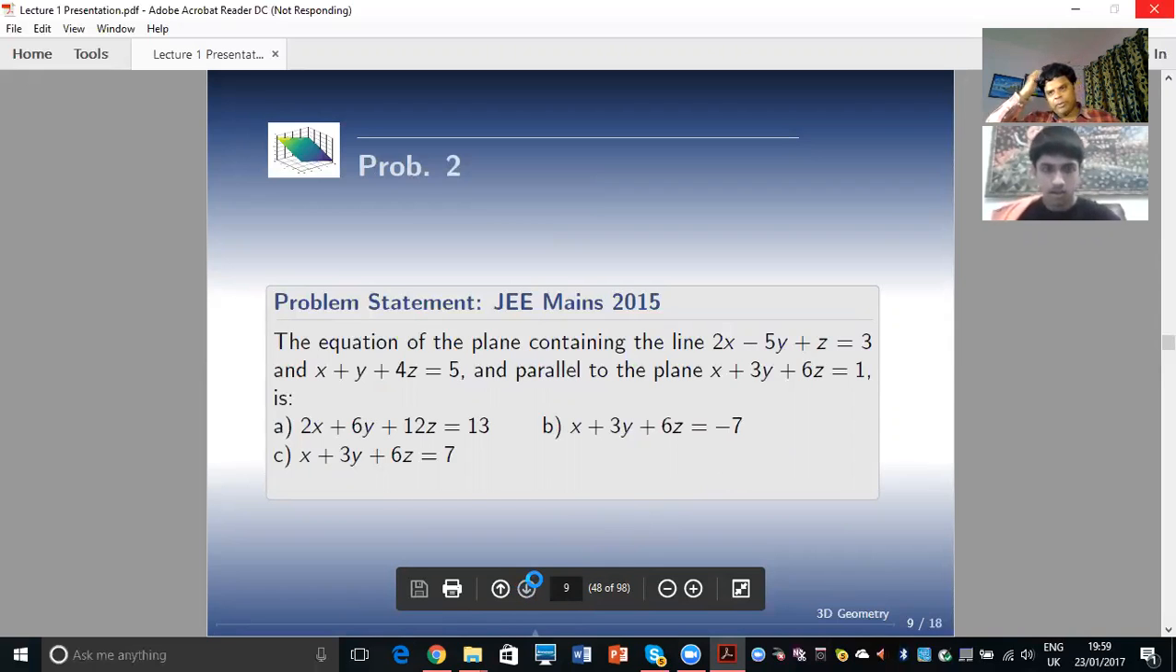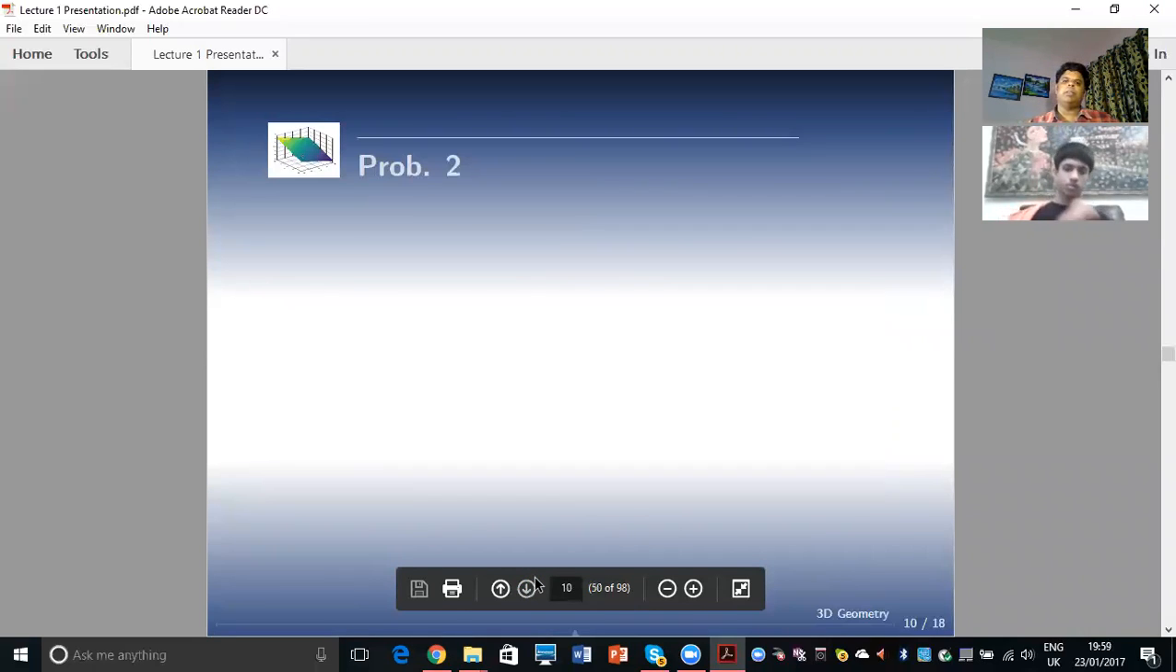So that was the first strategy, and the second strategy was that we knew the equation of the plane that contains the line of intersection of two planes. That was P1 plus lambda P2, and then using the fact that the plane is parallel to another plane, we found the value of lambda, and once we found lambda, we could get the equation of the new plane.